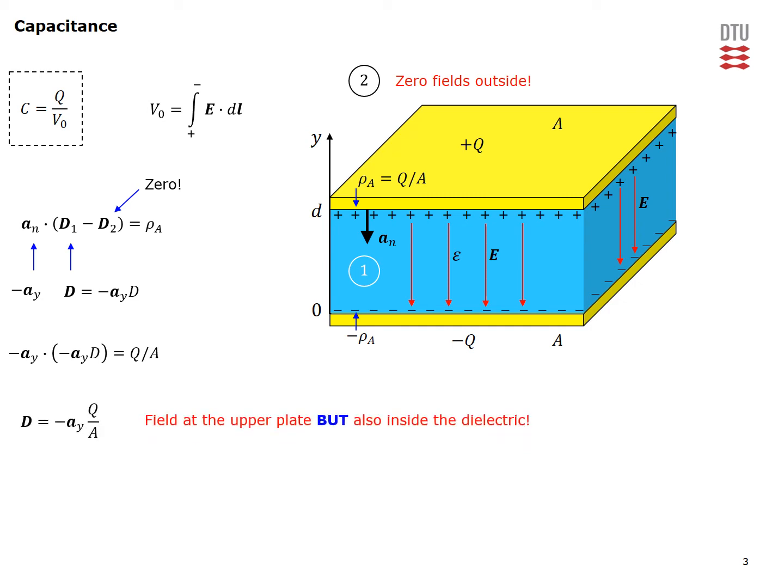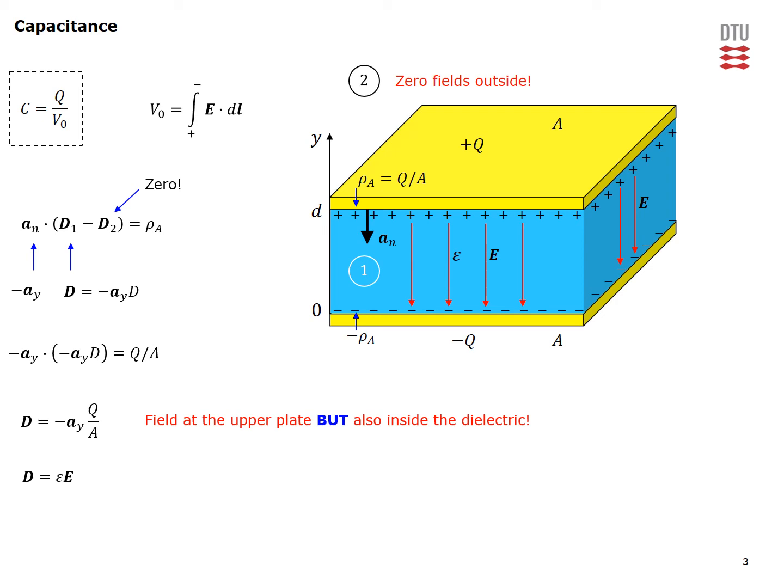In the vector form, this will be the field at the upper plate, but because this field is uniform throughout the dielectric, it will also represent the D field inside the dielectric. Knowing the D field, it's very easy to get the E field because we are talking about simple material inside of the dielectric.